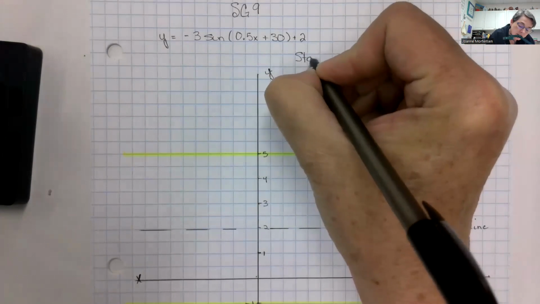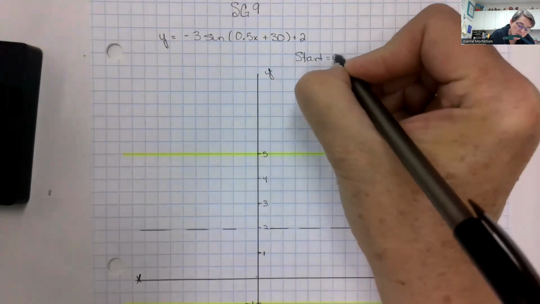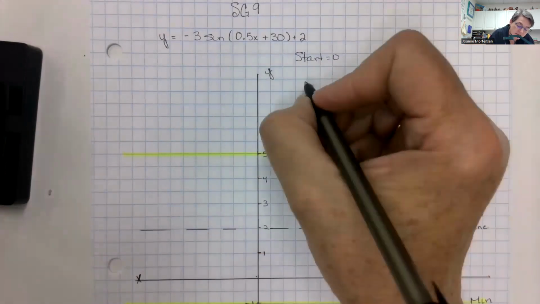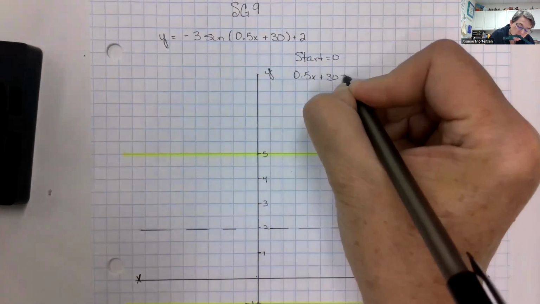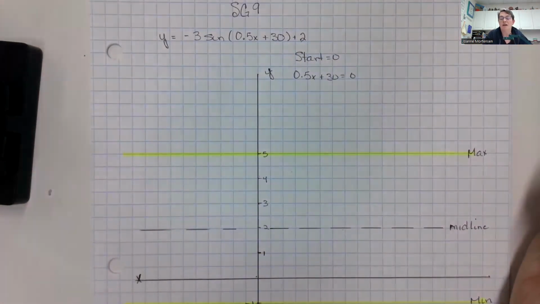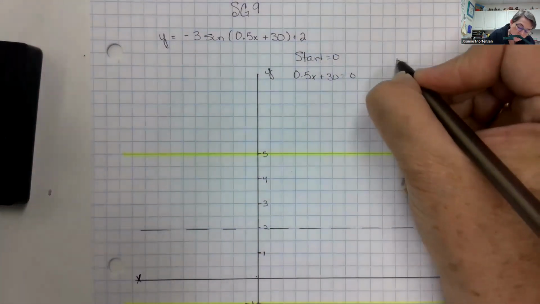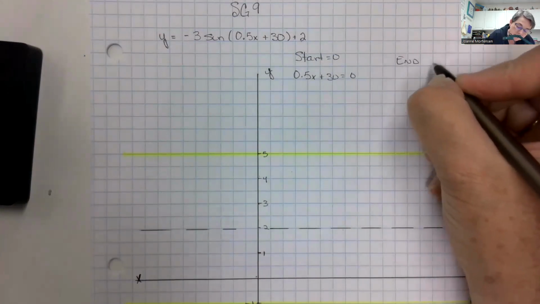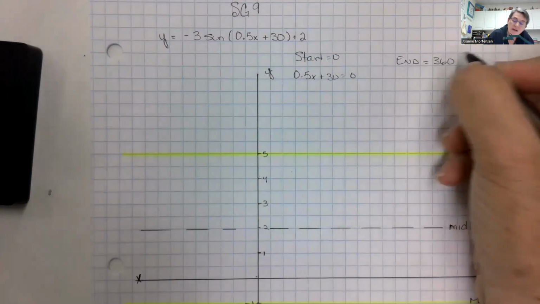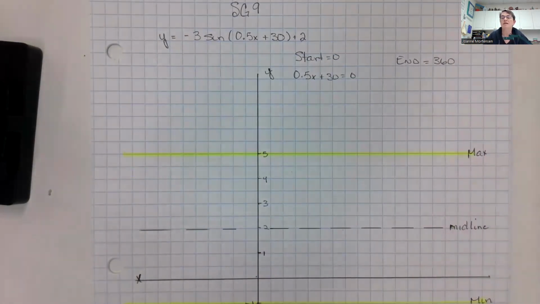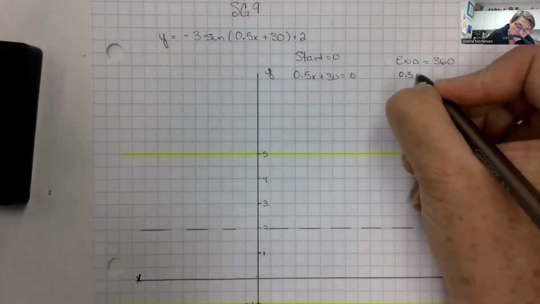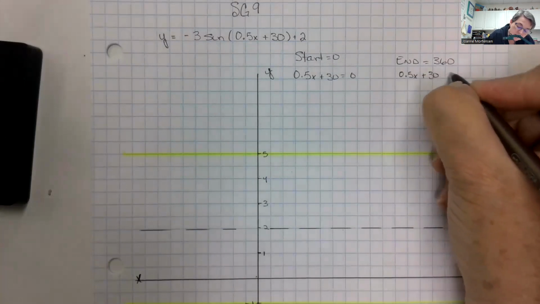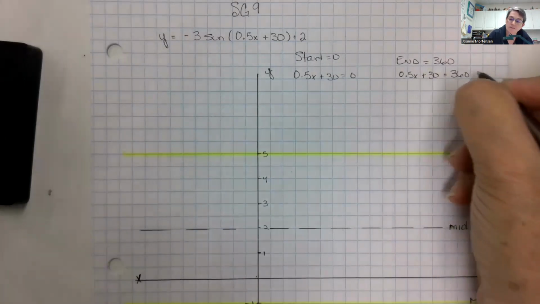So start of my graph is normal equals 0. So now I'm going to take what's in my brackets, 0.5x plus 30 is equal to 0. And I'm going to solve that mini equation. And before I do that, I'm going to set up the other half. So my end is equal to 360, because if you go back to the standard graph, that's where it ends. So 0.5x plus 30 is equal to 360.